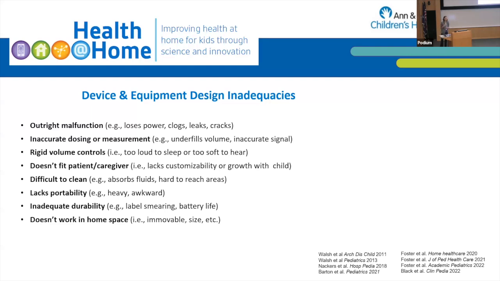Also, we see a lot about inadequate durability. So label smearing, battery life being insufficient. And some of those considerations are not just about safety, but they're about quality of life. The family being able to leave their home and go for a long enough road trip to grandma's house. If you're worried that that battery is going to fail, you're going to be uncomfortable doing that sort of work. And then another thing to consider is the way it works in the home space.